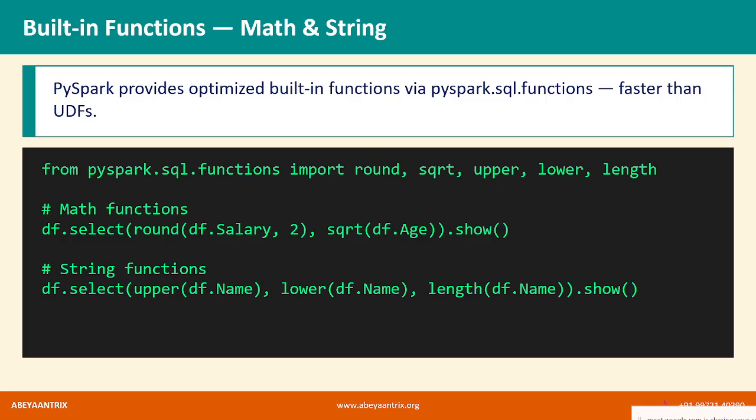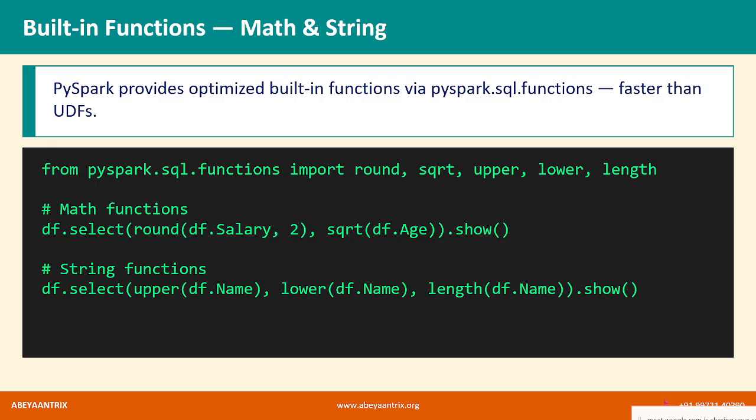Next, you can use some basic math functions here. What are the things you can use? Round, upper, lower, square root, length, all these things you can do. For example, if you want to round off the salary to 2 decimal places, you use round(df.salary, 2). And if you want the square root of age, sqrt(df.age). You are only modifying these and selecting these columns. So df.select, on what basis? I am rounding off the salary and taking the square root of the age.